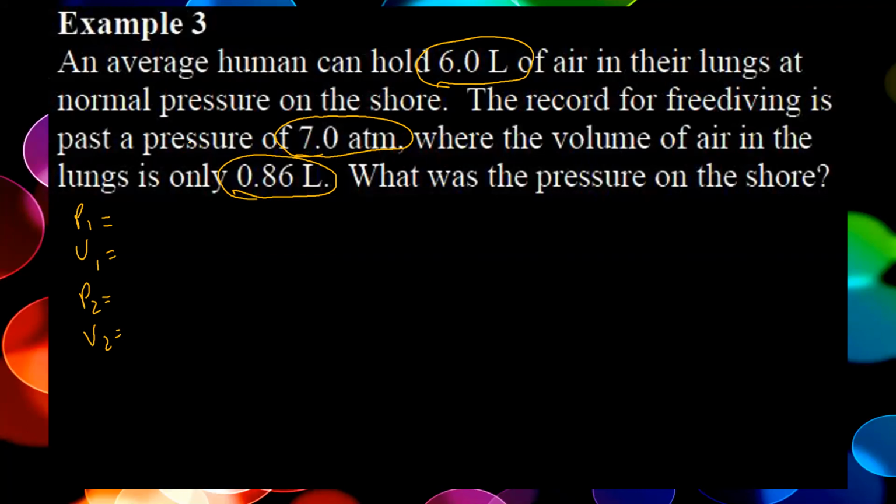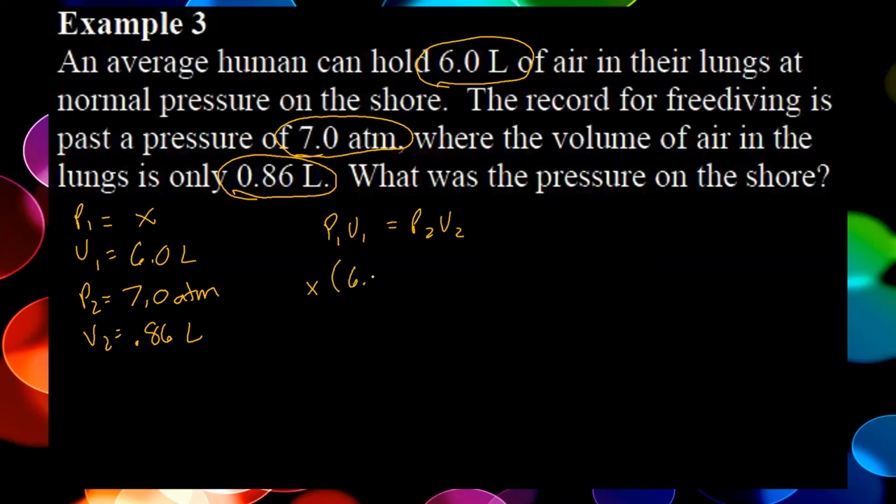What am I going to call 6 liters? Would that be a pressure or a volume? Volume. So that's my V1. And what would I call 7 atmospheres? Pressure, but notice, this is my second pressure. And my second volume is 0.86 liters because I'm looking now for P1. So just be very careful. So it's X times 6 liters.